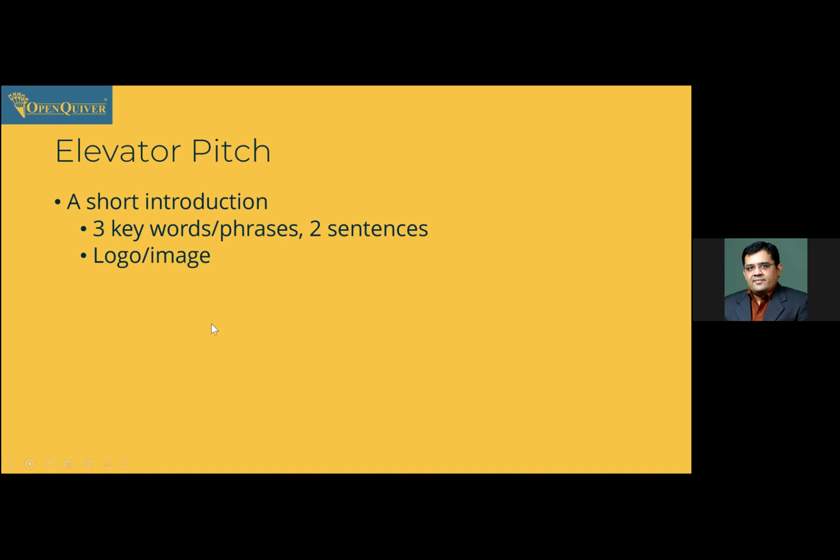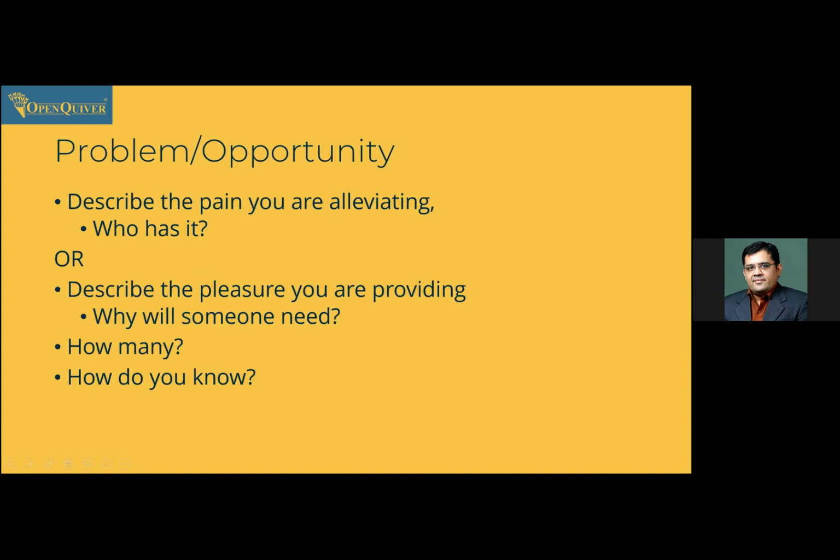And the second slide essentially is the problem or opportunity. So here you describe the pain you are alleviating. Here you will say who has that pain and what that particular pain that you're trying to minimize would be. Or the second case would be what pleasure you are providing and why someone would need that particular solution or the pleasure that you're offering. So most startups will fall within these two broad parameters. Either you're trying to solve a pain for a customer or you're trying to add something for a customer.